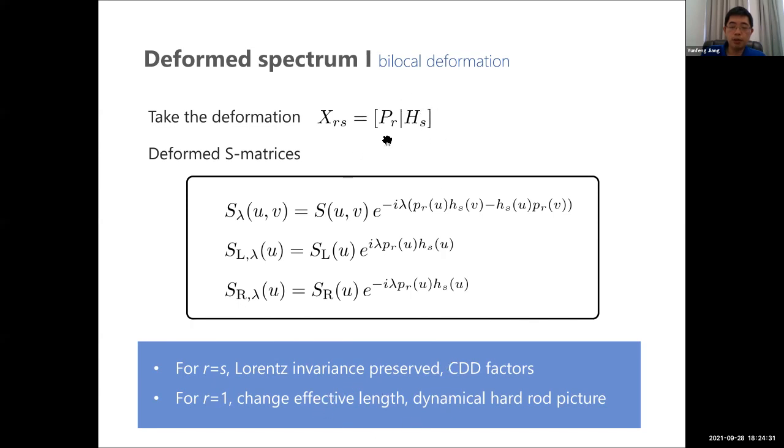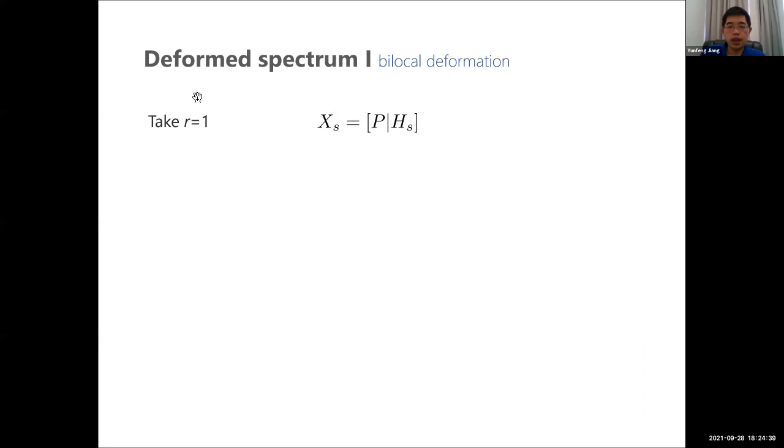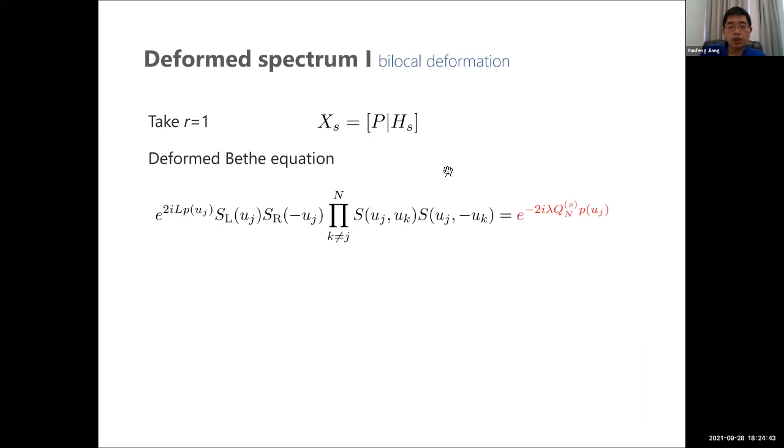Then this deformation is also special because it has a very interesting hard rod picture interpretation. So let's start with this case. We take R equals 1, and this is a special case, and then we know the deformed S matrix. We plug in the Bethe equation, and this is the deformed Bethe equation. So it has a very interesting structure.